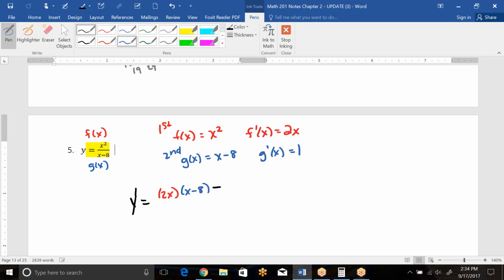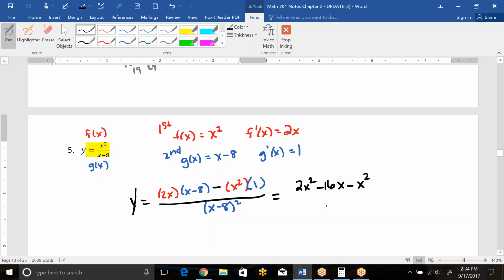minus the first function times the derivative of the second, all over the second function squared. I'm writing it correctly but saying it incorrectly. This one's always second function squared. So if we work this out on top, this is 2x squared minus 16x minus x squared over (x minus 8) squared. That's going to be x squared minus 16x over (x minus 8) squared.